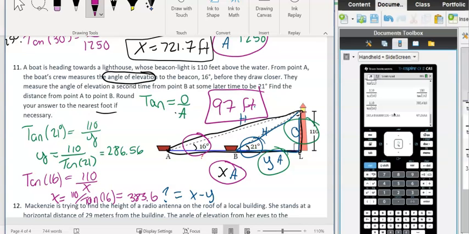So that's a basic overview of how to do these word problems with trigonometry. Honestly, the only way to get really good at this kind of stuff is to try a bunch of problems, and if you get stuck, get help, or look at the examples on Delta Math.